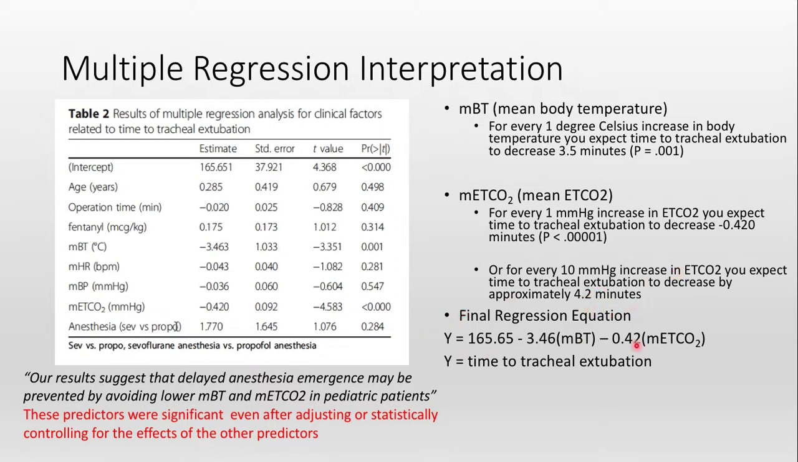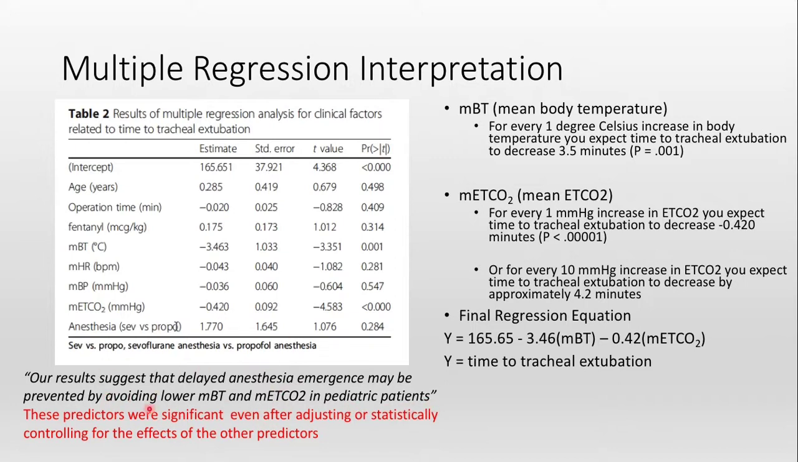And then if you were actually to plug that into a regression equation, this is what it would look like. And then you would actually enter in actual values that were within the estimates of the ranges that you may have suspected or had in your particular study to predict maybe an individual patient's results. So what the results suggest was that delayed anesthesia emergence may be prevented by avoiding a lower body temperature and end-tidal CO2 in pediatric patients.